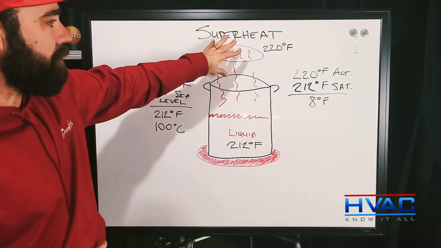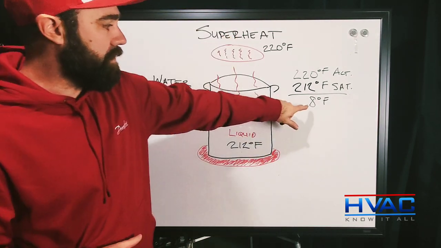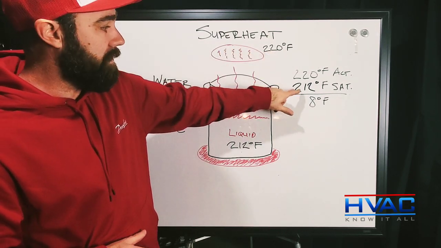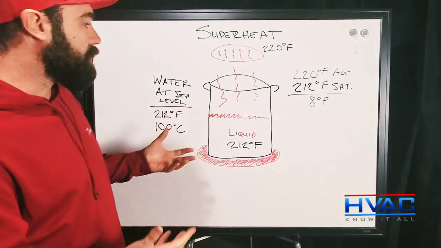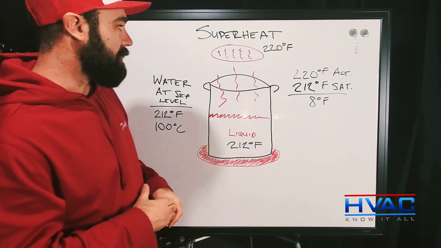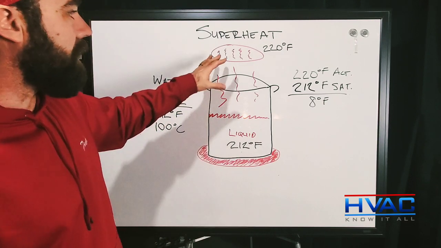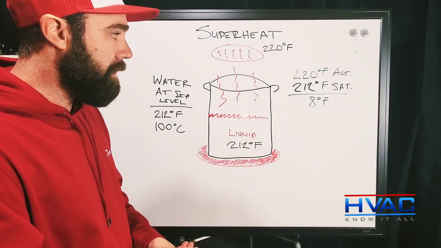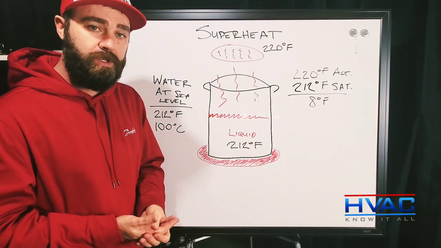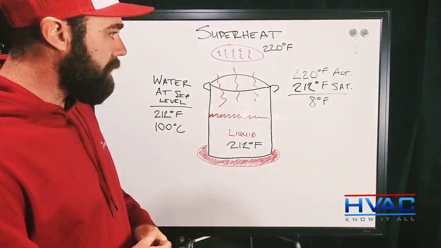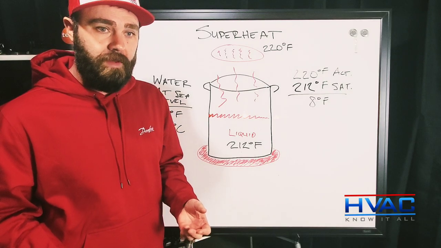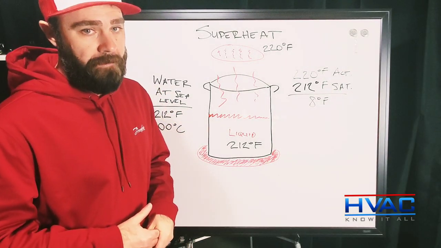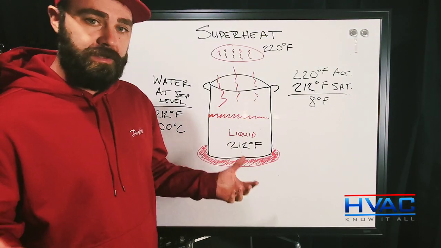So this vapor up here has 8 degrees of superheat because it's 8 degrees above boiling point. That's how superheat works. It's very, very simple, guys. So in refrigeration, when you're taking a superheat reading, if you put your probe on that suction line and you take an actual temperature of that suction line and it's 50 degrees, but the saturation temperature of the refrigerant is 40, well, guess what? You have 10 degrees of superheat.